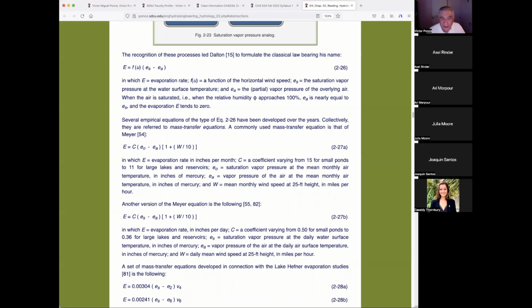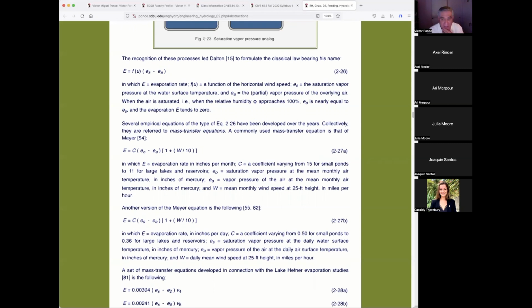When the air is saturated, that is when the relative humidity approaches 100%, E sub A is nearly equal to E sub S, and the evaporation tends to 0. In other words, under atmospheric relative humidity 100%, there's no evaporation. If it were 0%, there would be a lot of evaporation, like in the case of a desert. I'm sorry, in a desert there's very low humidity, relative humidity, and therefore quite a lot of evaporation.